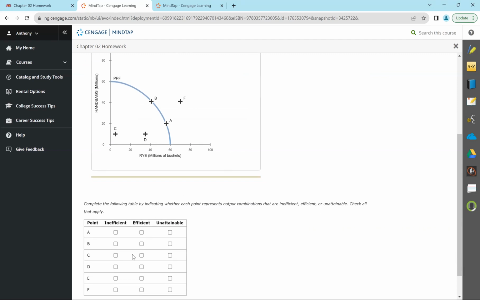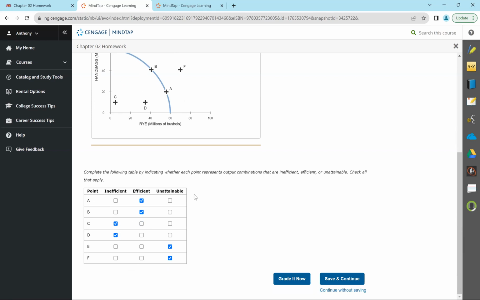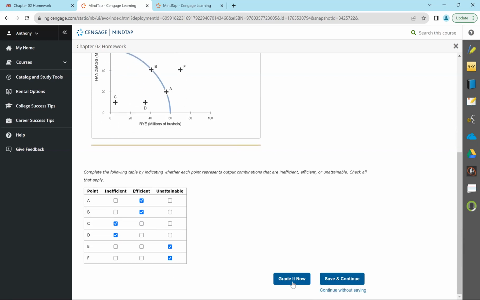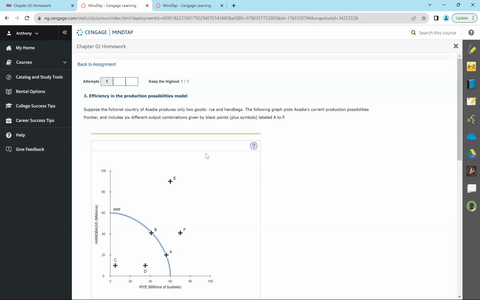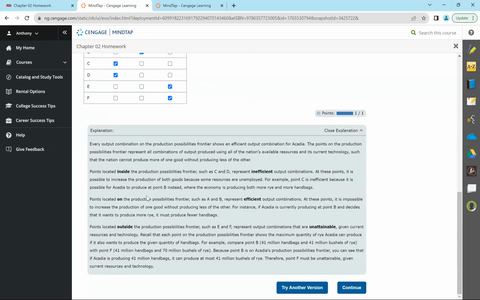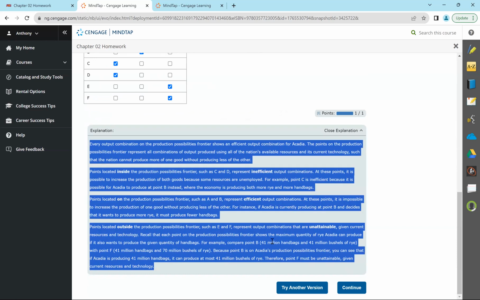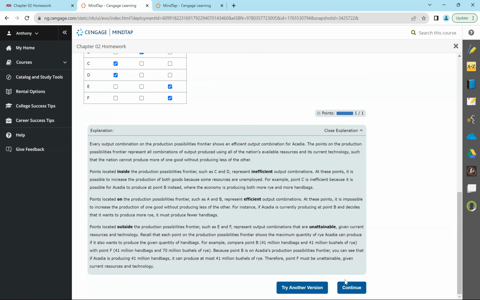And you'll get like one question on there. So point A is efficient, point B is efficient, point C and D are inefficient because you can do better, and then E and F are not attainable. We can grade that now. And you get like one question on your test on that, something like that. And this again, this explanation is perfect. This is exactly what I just said, only in perfect econ language.